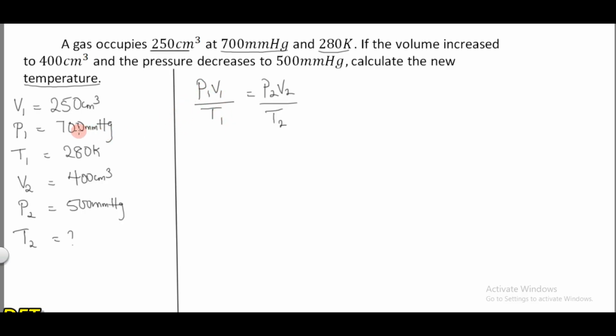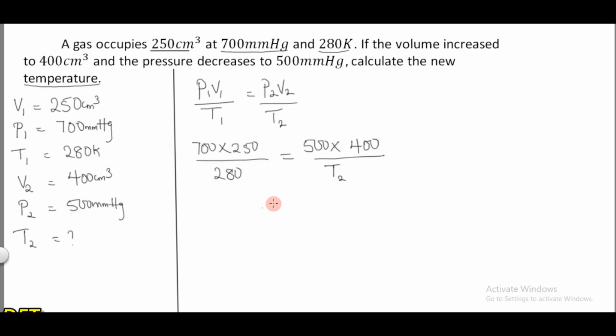So our P1 is 700 millimeters of mercury. So 700 times our V1, which is 250, over our T1, which is 280 Kelvin, equal to our P2, which is 500 millimeters of mercury, times our V2, which is 400 cm³, over T2, which is what we're looking for, right?